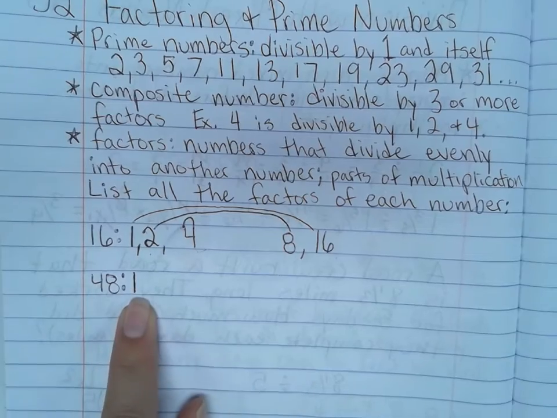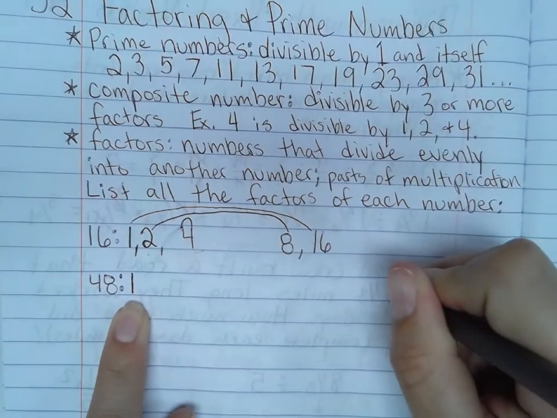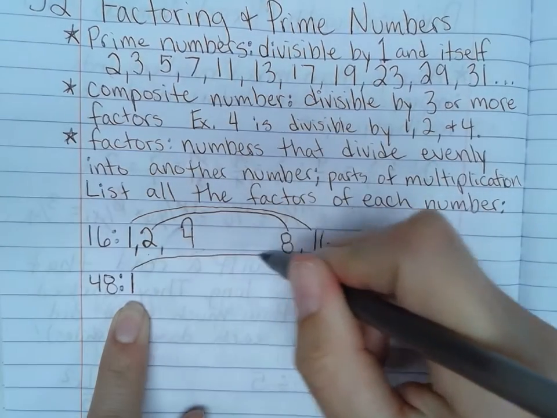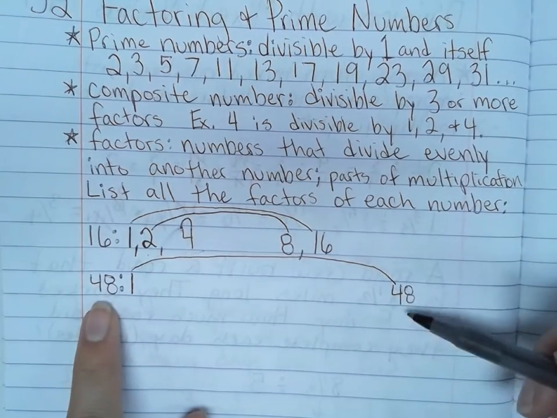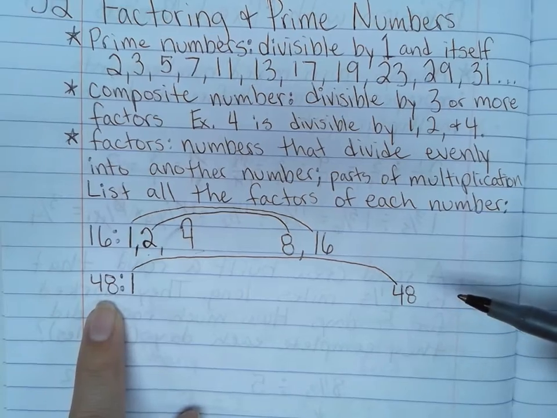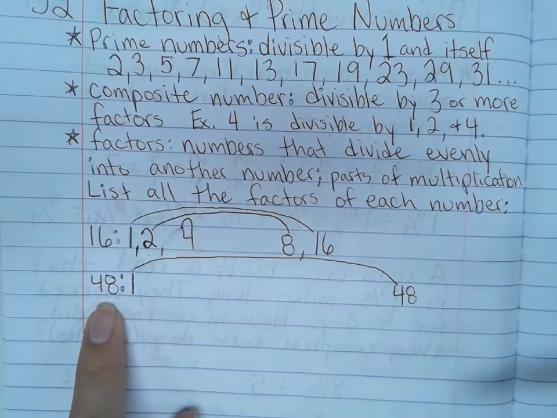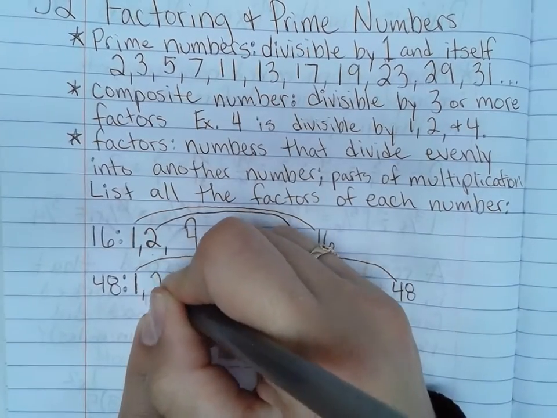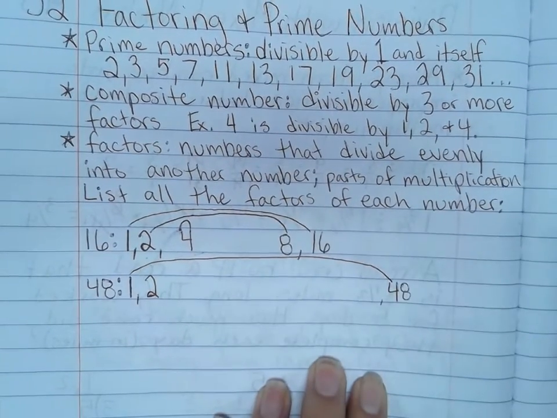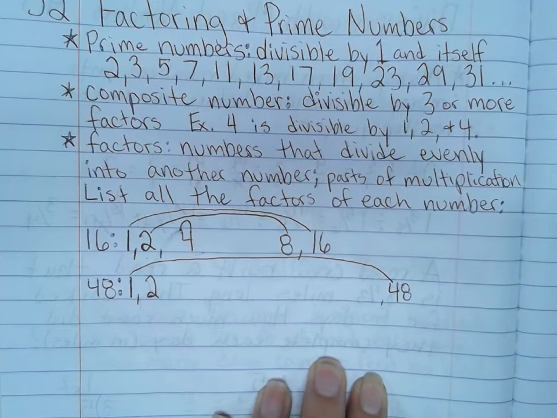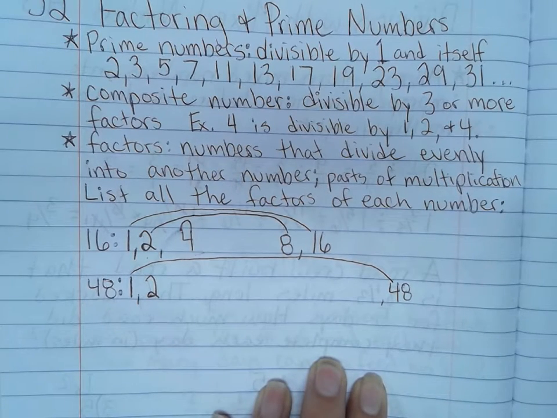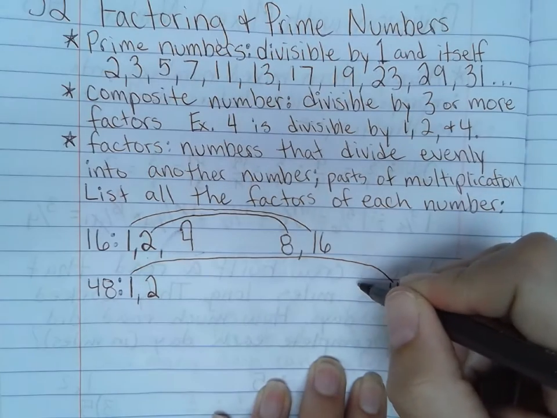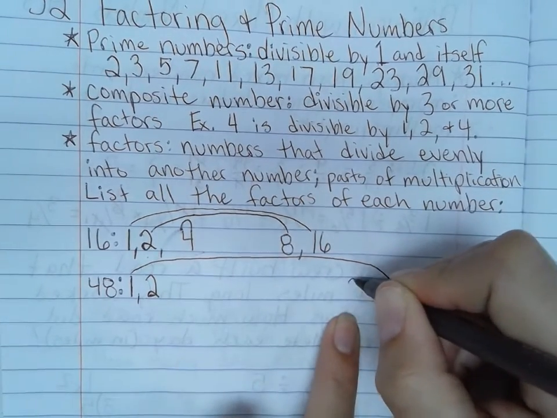So 1 times 48 will give me 48. I'm going to write 48 over here so I have enough space. And the bigger the number, the more space you want to leave because there is a better chance of more factors going into it. Okay, 2 will go into 48. 2 times what? If you're not sure, do 48 divided by 2. But why do I know that 2 will go into it? Well, 48 is an even number, so 2 has to go into 48. 48 is 2 times 24.